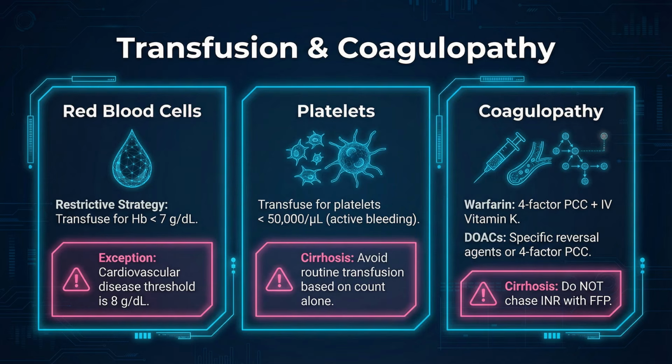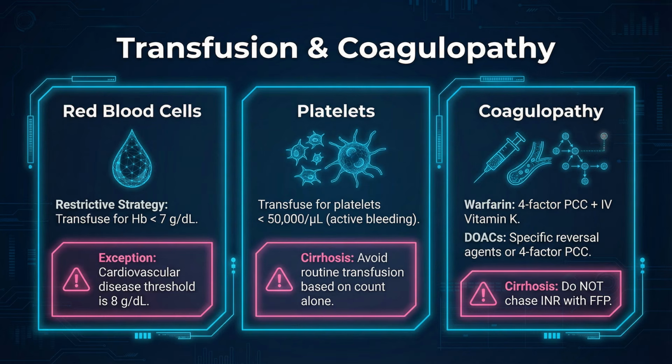For transfusions, a restrictive strategy is the standard of care. We transfuse red blood cells for a hemoglobin less than 7 grams per deciliter. The one major exception is for patients with known cardiovascular disease, where a higher threshold of 8 grams per deciliter is recommended by both the ACG and the AABB.